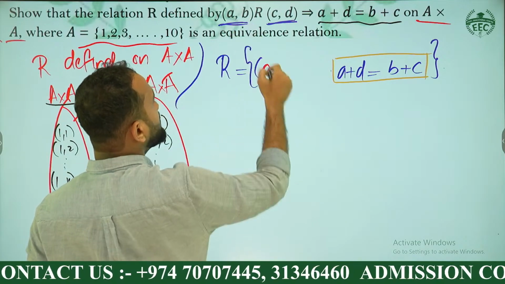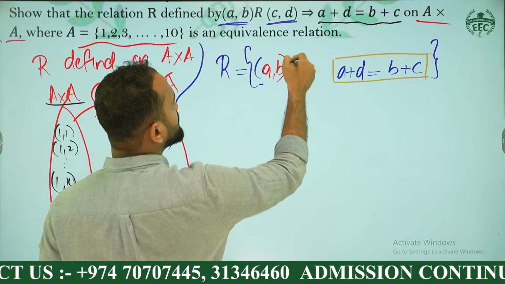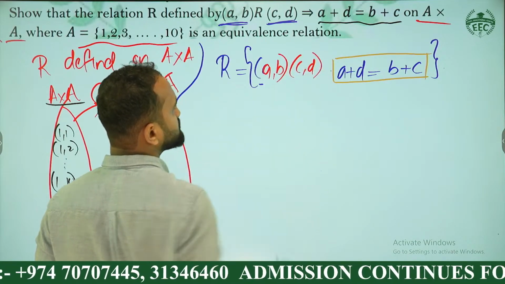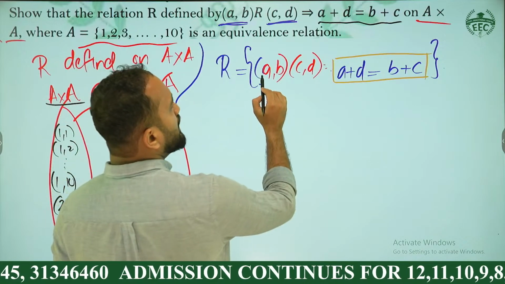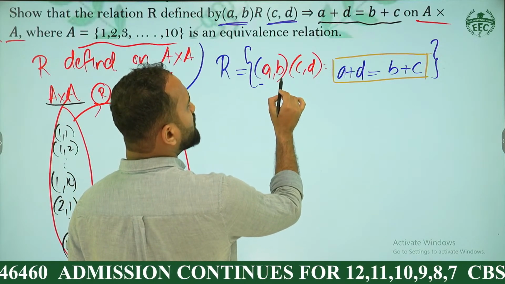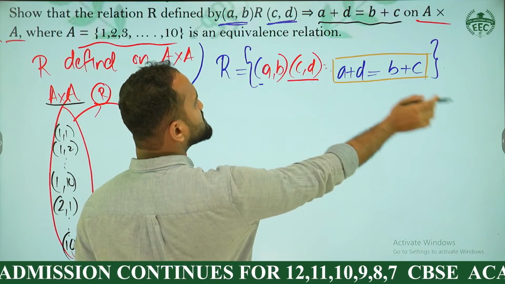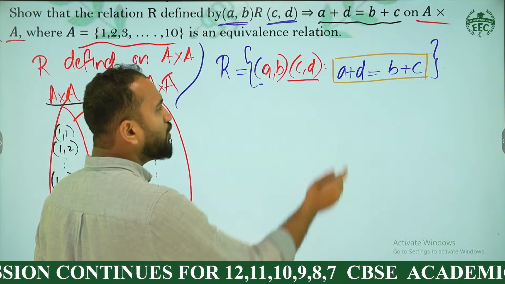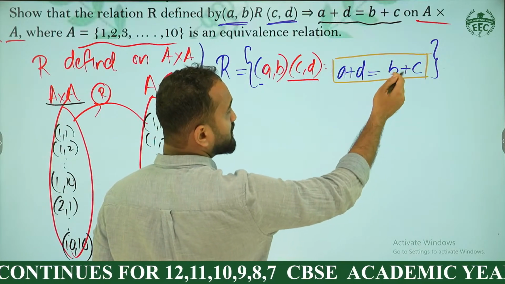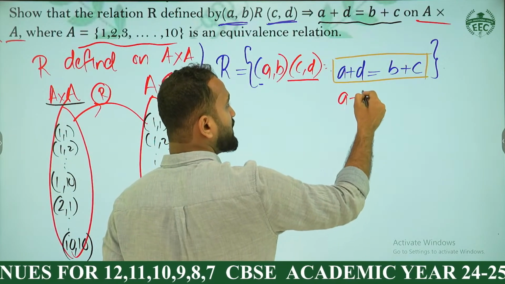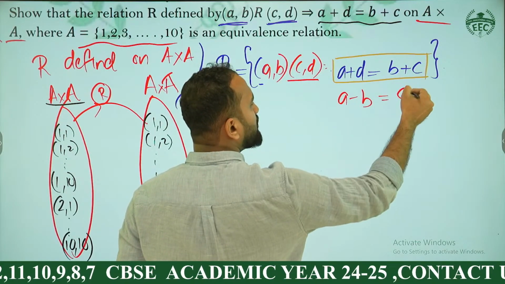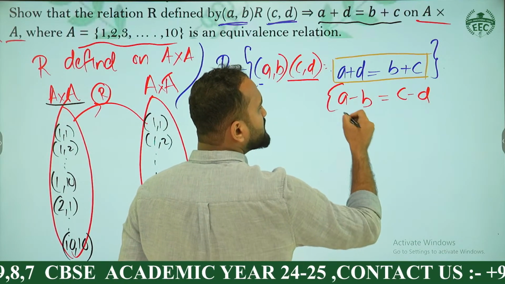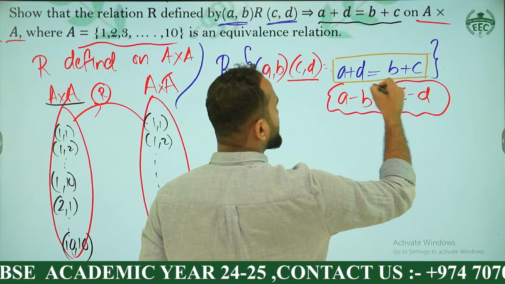A comma B will be related to C comma D. Now here, two pairs A comma B will be related to C comma D if A plus D is equal to B plus C. So people, how to make this better understanding here? Bring the B over here, therefore this will become A minus B is equal to C minus D. People, I think this is a better way of understanding the relation.